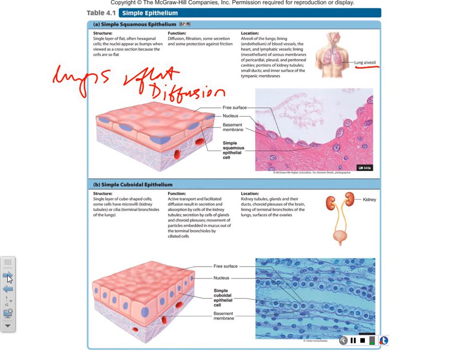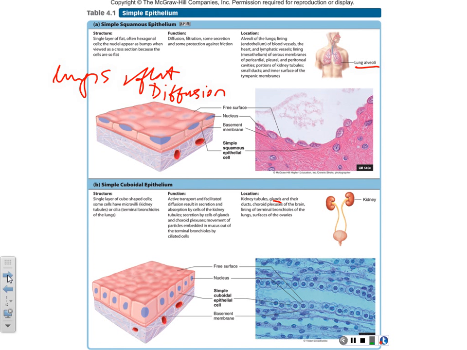Okay, so lungs because of diffusion, and then simple cuboidal epithelium in the kidneys, lines the kidneys. One of the module questions asked about the location of simple cuboidal, 2 locations. You've got the tubules of glands in the kidney, and also the choroid plexus in the brain.